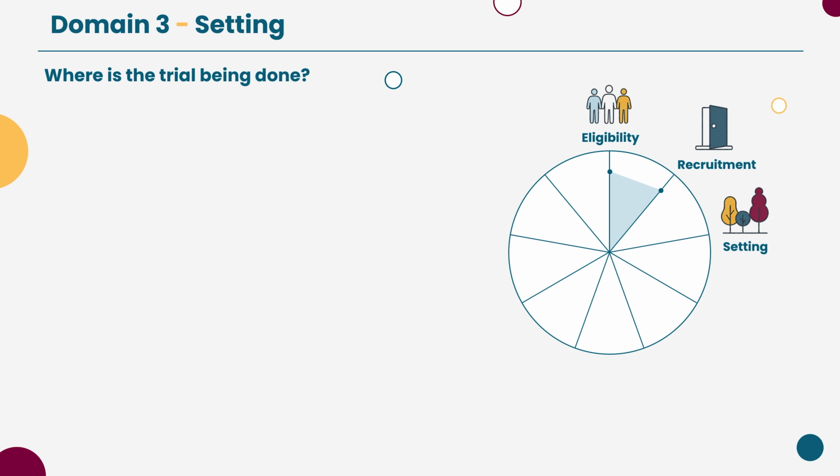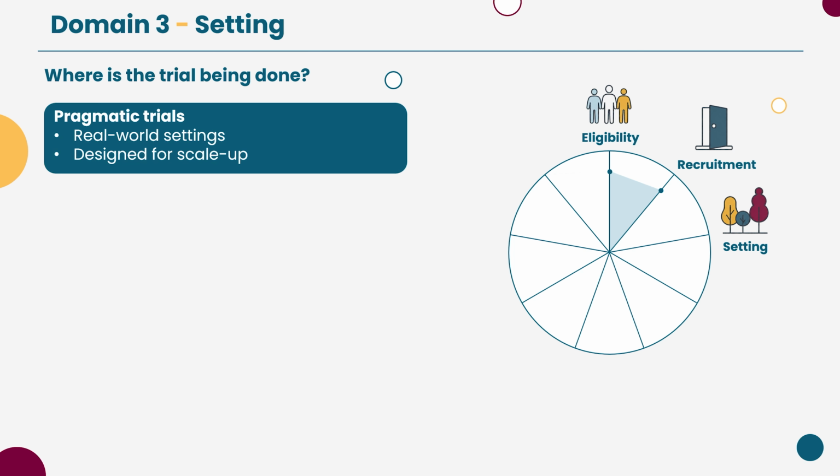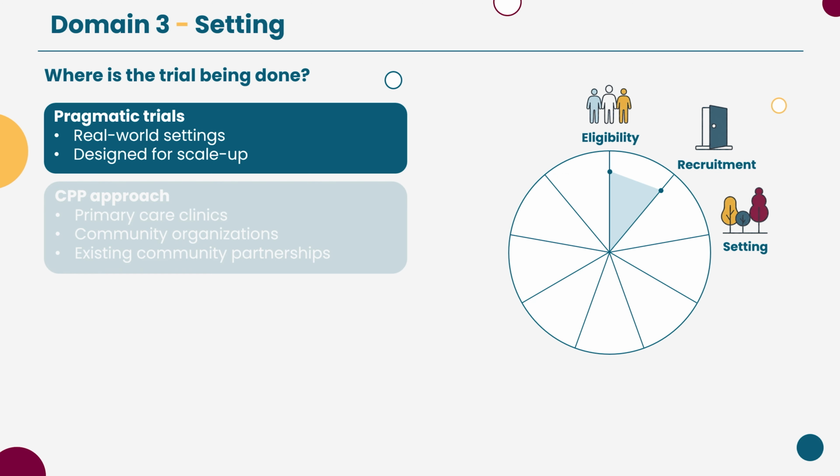Domain 3 focuses on the setting where the intervention is delivered. A highly pragmatic approach includes sites that closely resemble where the intervention is intended to be implemented and scaled up. Pragmatism is reduced when trials are limited to a single site or a narrow subset of settings.